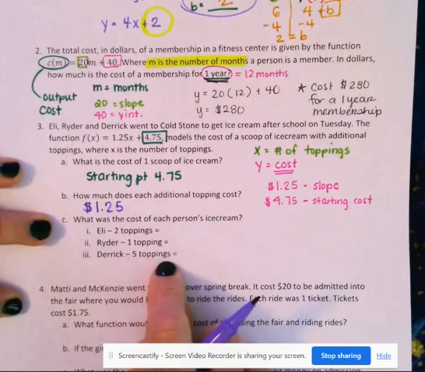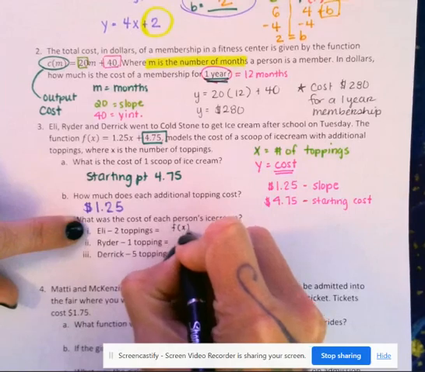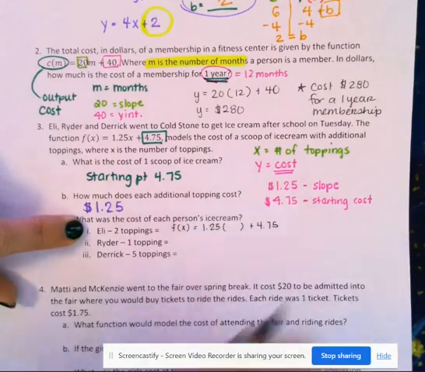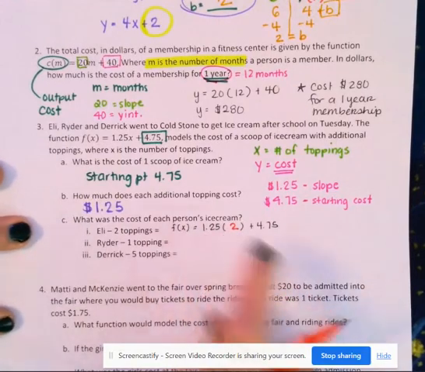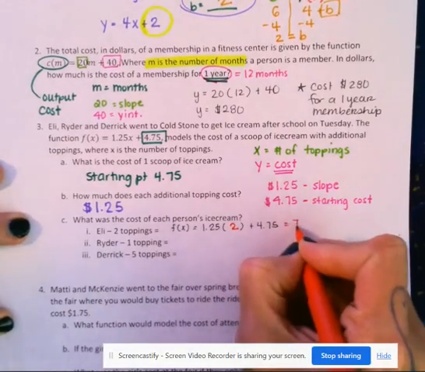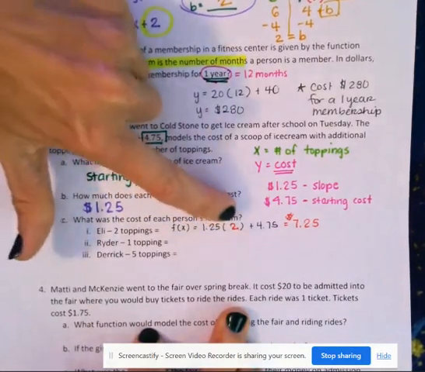So now what is the cost of each person's ice cream? If Eli gets 2 toppings, we're going to use our equation. So f of x for Eli is 1.25x plus we're definitely going to pay $4.75. In this case, Eli wants 2 toppings. So 1.25 times 2 will give us $2.50, plus $4.75 is going to give us what? $7.25. So Eli's ice cream cost $7.25 because it was $1.25 per topping and he got 2.